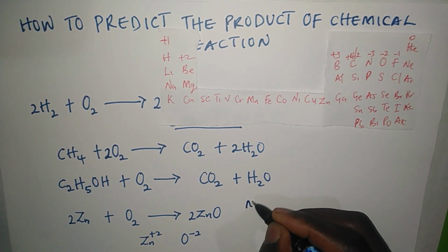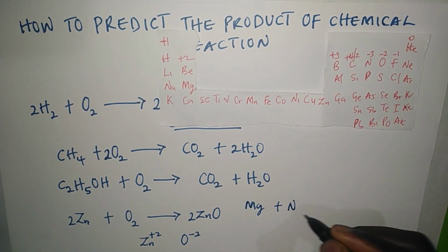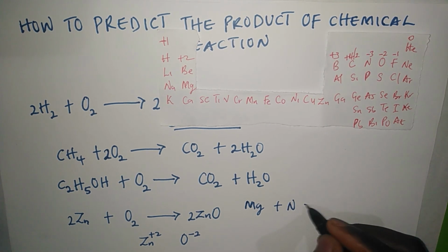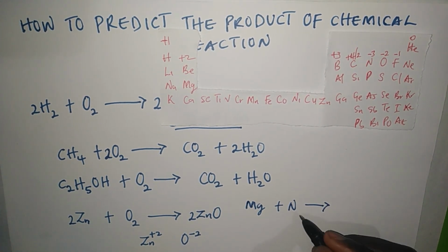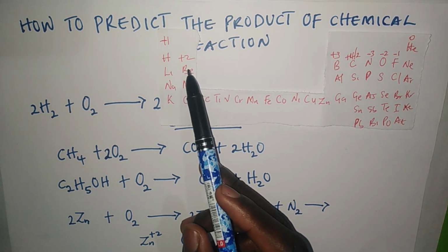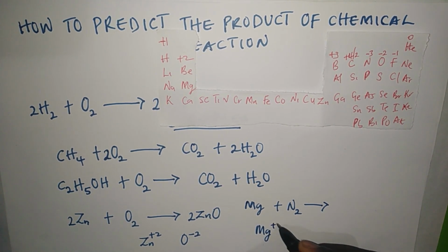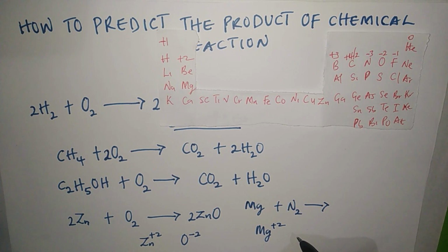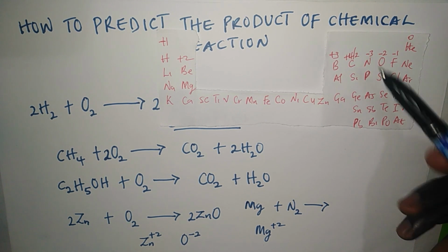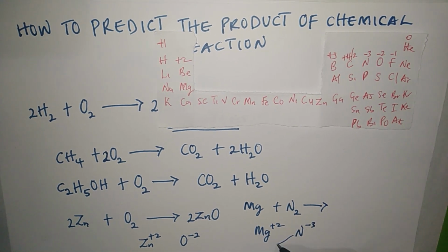If we have magnesium reacting with nitrogen, what is the product of this reaction, right? Now we have magnesium reacting with nitrogen. Magnesium is in group 2, and then it has what? +2 charge. So we put magnesium. It has a +2 charge. Nitrogen is in group what? Nitrogen is in group 5, and it has a -3 charge. So nitrogen will have what? A -3 charge.